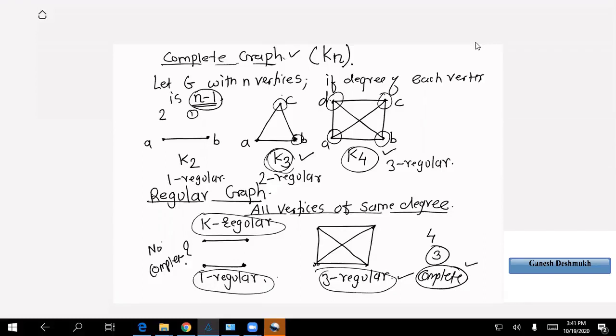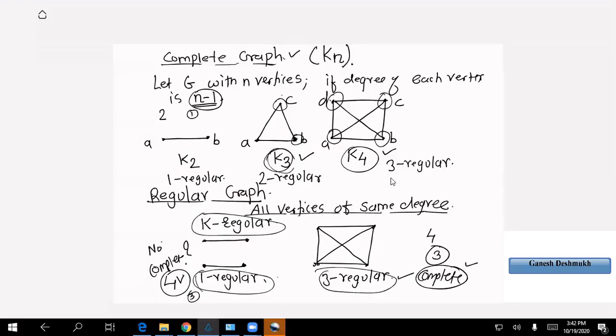Why? In a complete graph, the degree of each vertex is n-1. The one-regular graph is a graph drawn on 4 vertices. To make it a complete graph, the degree of each vertex should be 3. And hence I can't call the one-regular graph a complete graph. Hence I can say every complete graph is a regular graph, but every regular graph need not be a complete graph.